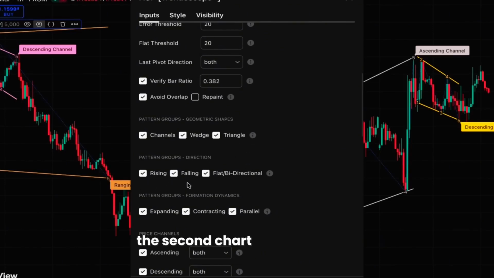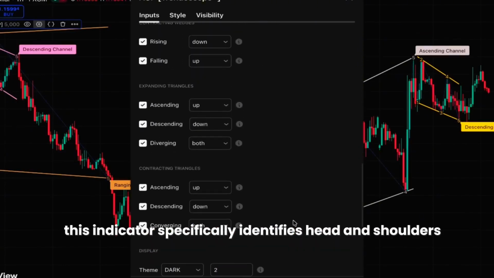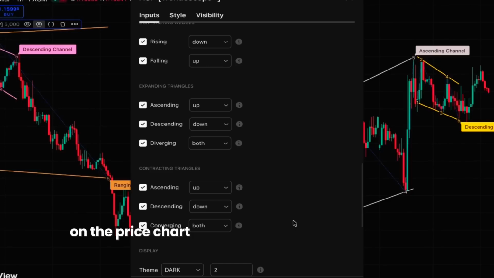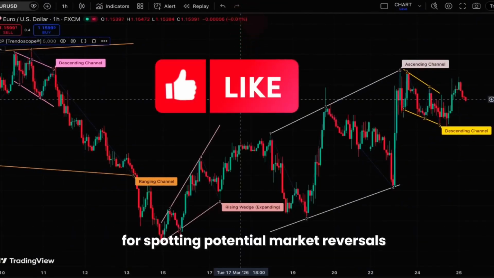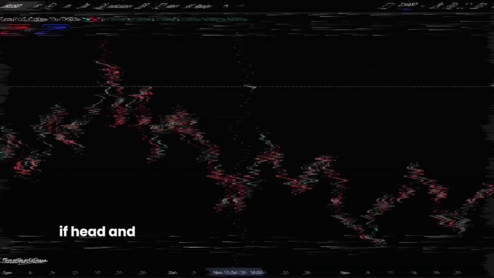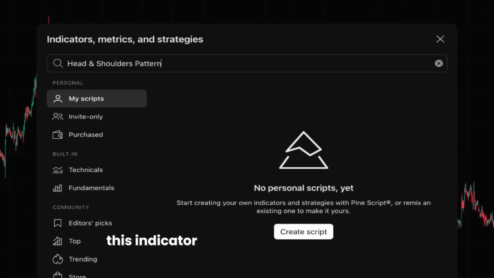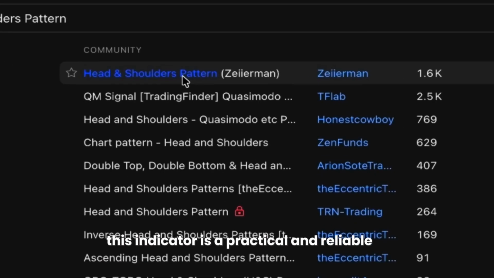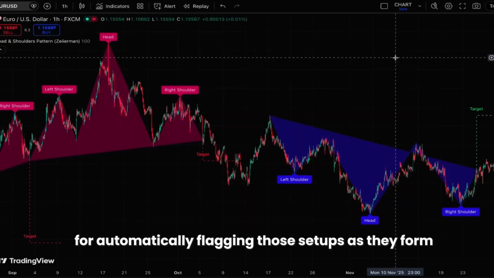The second chart pattern indicator is called Head and Shoulders Pattern. This indicator specifically identifies head and shoulders formations on the price chart, which is one of the most recognized patterns for spotting potential market reversals. If head and shoulders patterns play a role in your trading strategy, this indicator is a practical and reliable tool for automatically flagging those setups as they form.